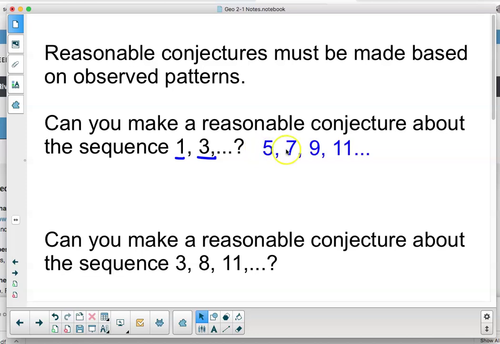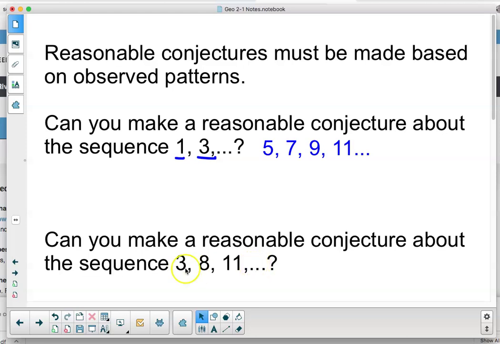This could be 5, 7, 9, 11 because we are looking at odd numbers. That may not be the only conclusion that can be found, but because we have 2 numbers, the third number would probably help this out. So just keep that in mind. There might be others. So you try this one. Can you make a reasonable conjecture about the sequence 3, 8, 11? Turn me off, try to figure it out.